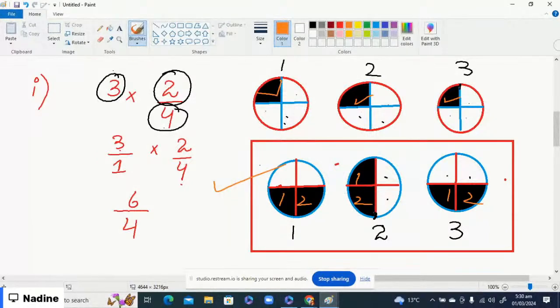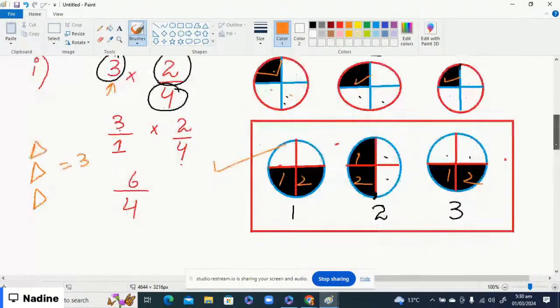Okay, this 3 always shows the whole. How many whole circles? How many complete shapes? Like if I'm going to draw 3 triangles, how many triangles are shown? 3. So this shows the whole. Now this 4 shows how many parts are in each figure. 1, 2, 3, 4, 1, 2, 3, 4.